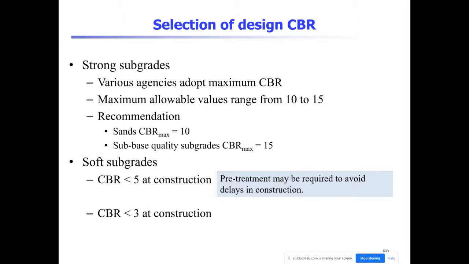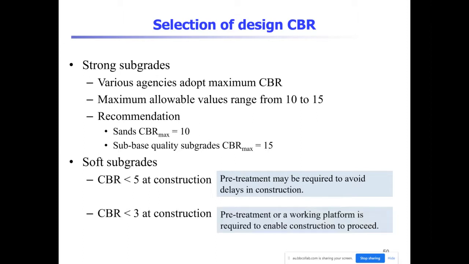But when CBR is less than 3, then in that case, it is a requirement. You have to find a solution. Otherwise, we won't be able to construct, and the construction cannot proceed. But which methods can we use in order to improve the quality of our soil?